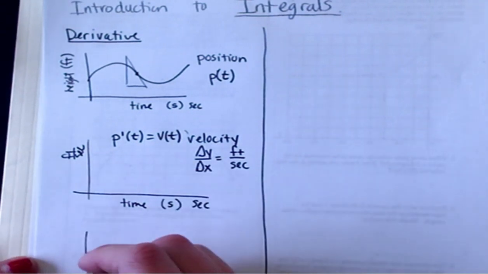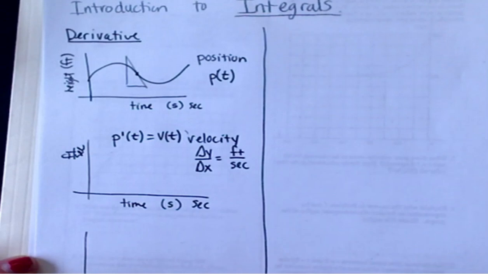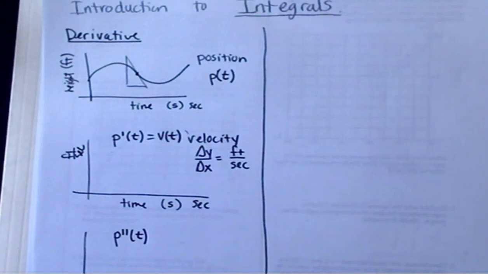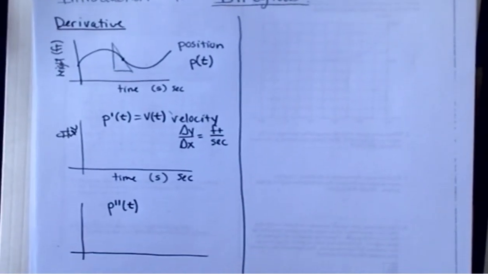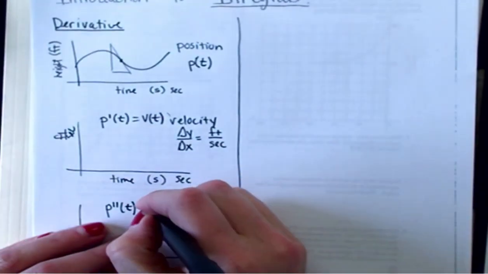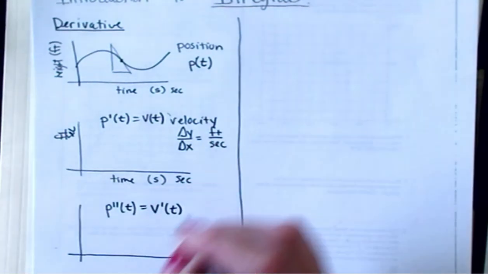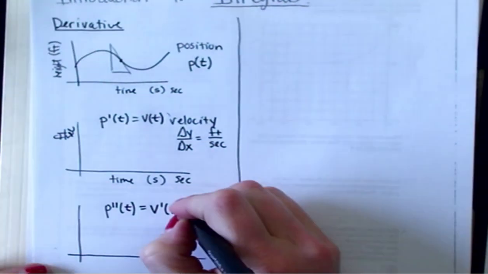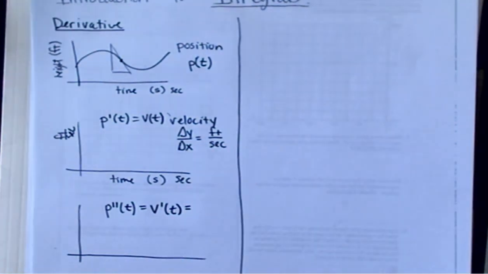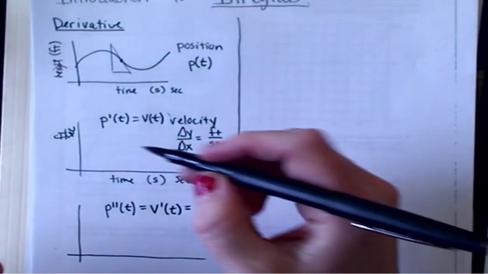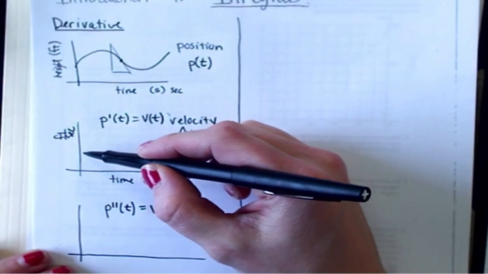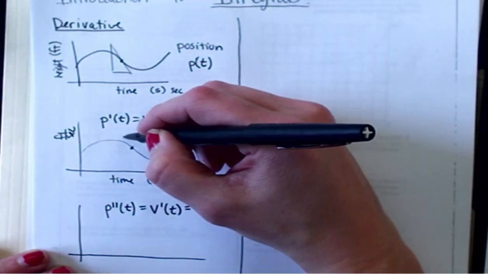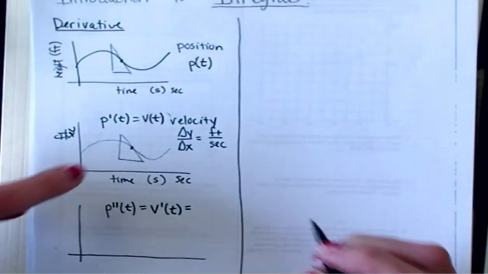If I do this one more time, the second derivative of position equals the first derivative of velocity equals, so I'm just going to pretend to do slope of this graph. We'll draw a little picture. It doesn't really matter, we're not drawing anything to scale. How would you do slope of this?